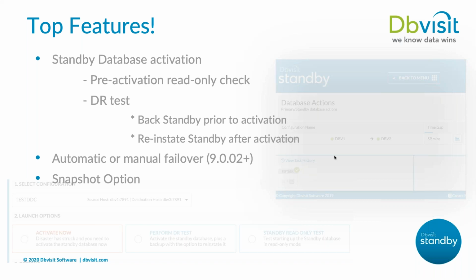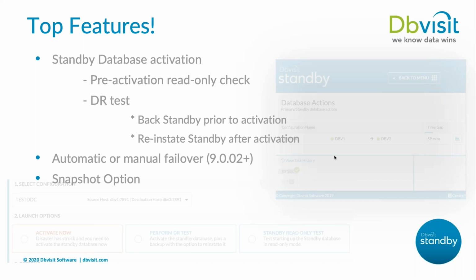So instead of activating the database completely and then rebuilding your standby again, what we do is we back up your standby database prior to the activation. And then once your DR testing is completed, you could reinstate the standby database again after activation so that you don't have to recreate the entire standby from the primary, thereby occupying resources in the primary for taking backups and transferring the files from primary to standby.